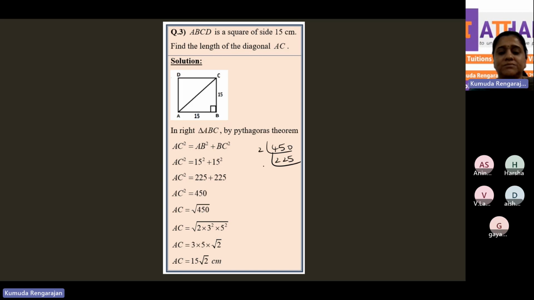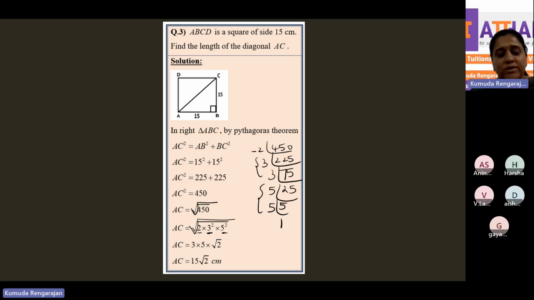450 is 2 times 225. Then 225 is 3 times 75, 75 is 3 times 25, and 25 is 5 times 5. So you can see that 450 is 2 into 3 square into 5 square. Correct? So the square root of 450 is equal to the square root of 2 into 3 square into 5 square.